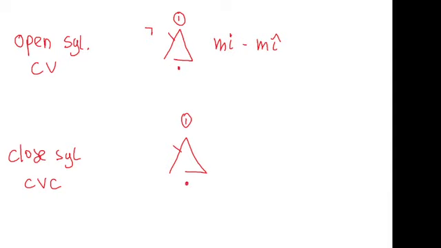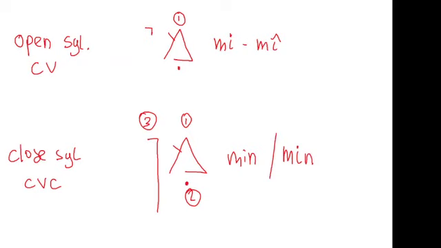Then you have the gyrek and the nun. So this is 2 and this is 3. You have min, and you do it like this, M, I, N. It's the same. Transliteration and pronunciation are the same.